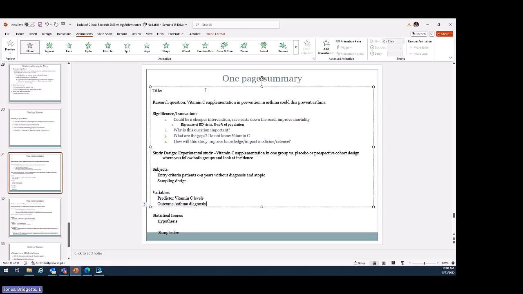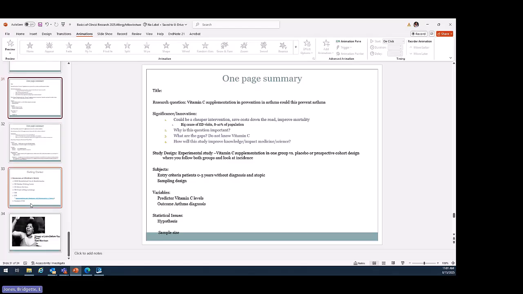So that's how you would put together a one-page summary. We did that relatively quickly. I think this is an easy place to start from. Again, you'll probably work through this multiple times until you get your study question, your hypotheses, and your design all finalized. But this is a good place just to start.